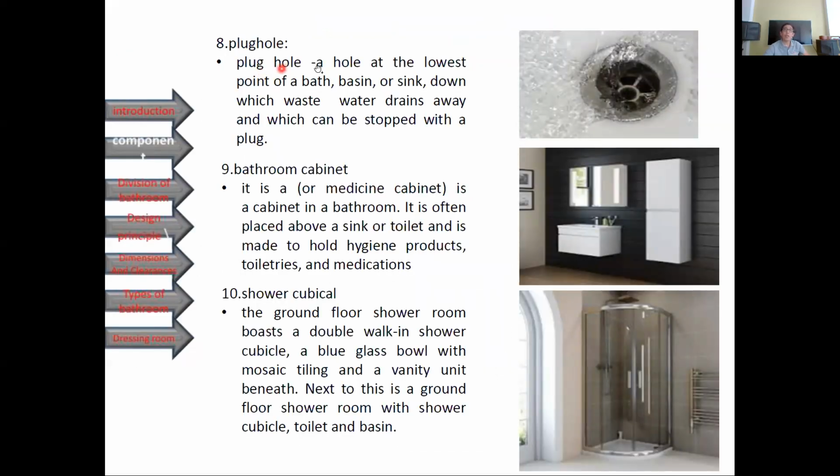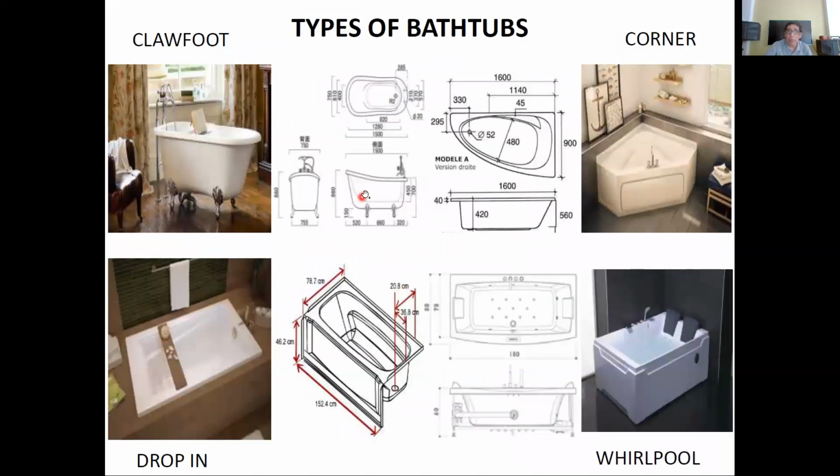There is also a plug hole, a hole at the lowest point of the bath or sink. This is the plug hole. It is used to drain the water inside the toilet. There's also a bathroom cabinet. This is the bathroom cabinets, and there's also a shower cubicle. So these are the different bathtubs. I will show you more detailed dimensions of the different types of bathtubs. This is the claw foot, where you can see at the bottom of the tub there's a claw foot.